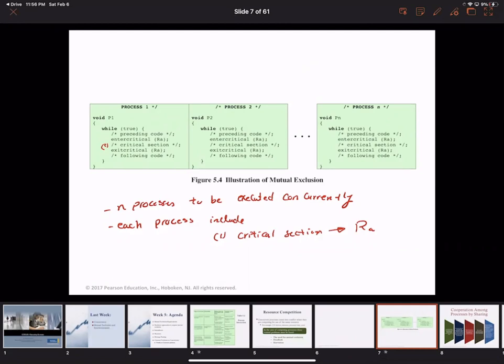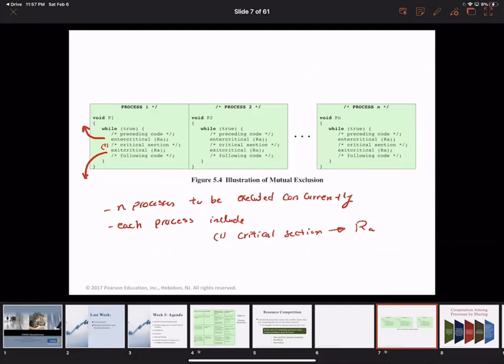And in this example, we assume that we have two functions, called enter-critical and exit-critical. And as a matter of fact, we do have additional code preceding and following the critical section. These are the two pieces of additional code, preceding and following the critical section, that do not involve access to RA. Because all the processes access the same resource RA, and as I said before, to enforce mutual exclusion, it is desirable that only one process be in its critical section.